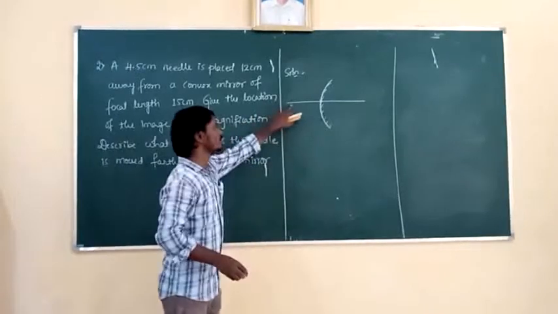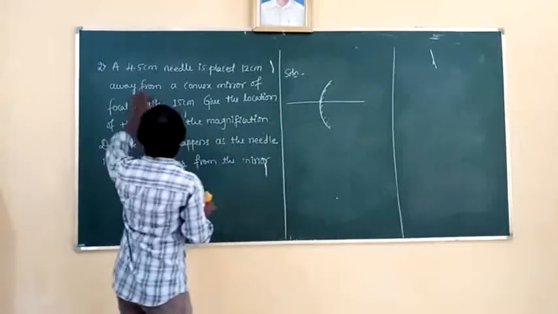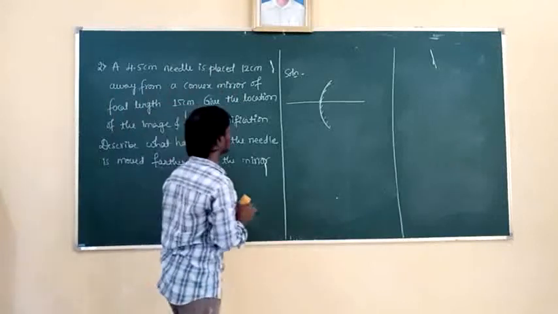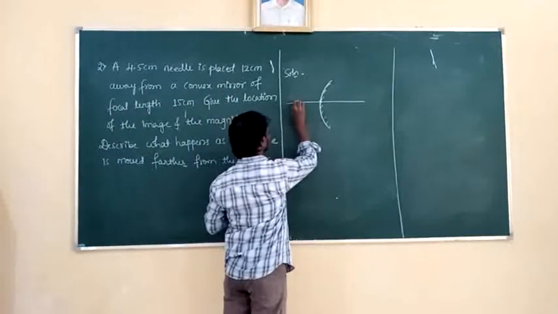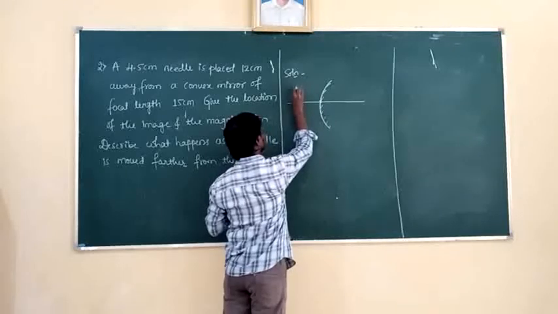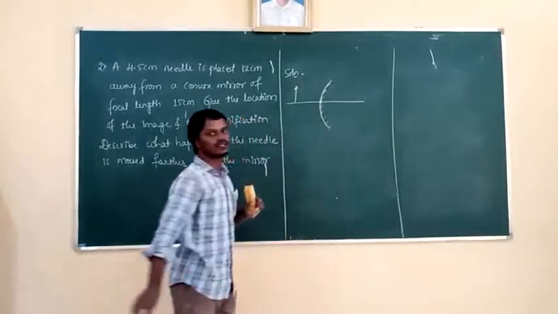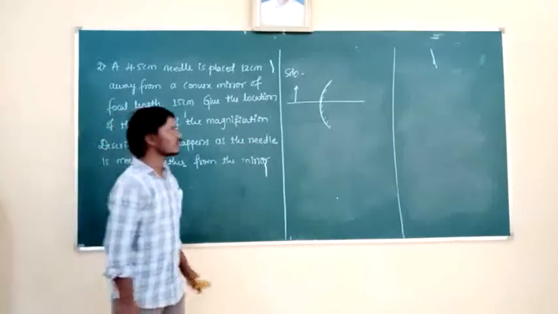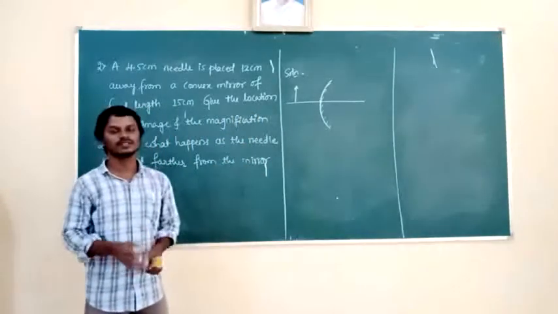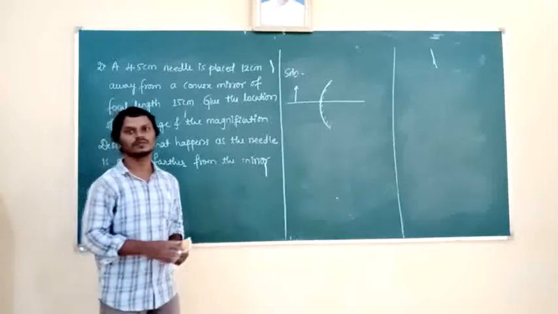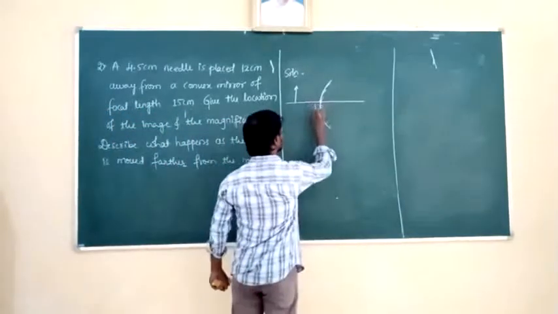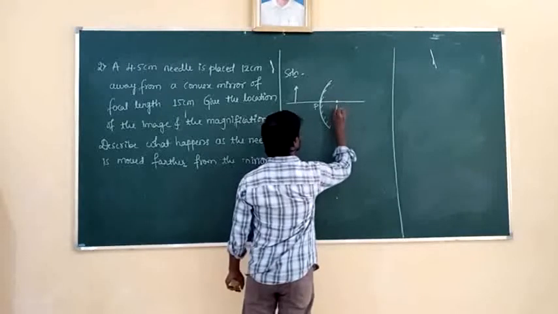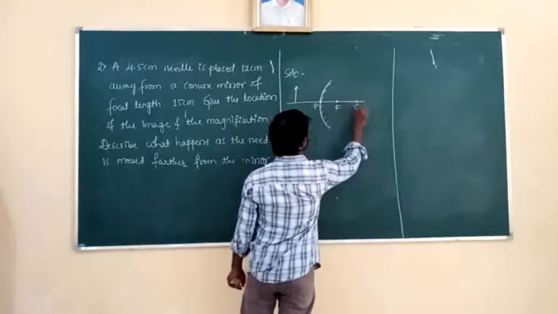Then it is the principal axis. So a 4.5 centimeter needle is placed 12 centimeter away from the convex mirror. At what distance is the needle placed here? At the distance of 12 centimeter. Means the needle is placed near to the mirror now. So where will its image be formed? Its image will be formed in between pole and focus. See here, it is pole, it is focus and it is center of curvature.